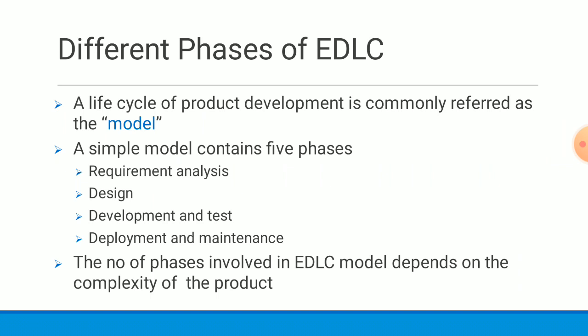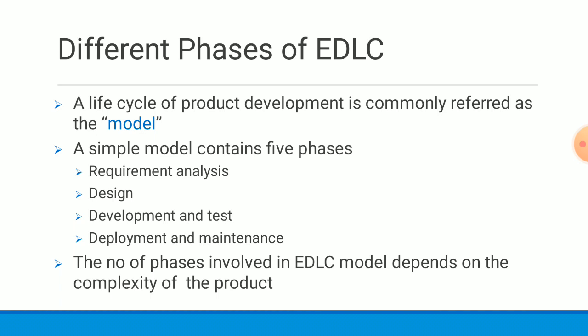So first of all, we should know what is meant by a model. The life cycle of a product development is commonly referred to as a model. A model defines the various phases involved in the life cycle of a product. So the various phases involved in the life cycle of a product are called a model.